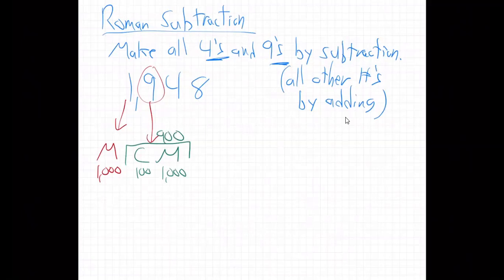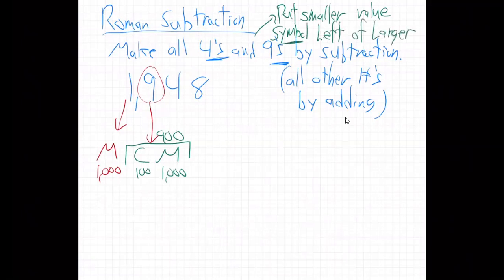So subtraction. What you do is you put the smaller value symbol to the left of the larger symbol. So that's how you do subtraction, you put the smaller value symbol to the left of the larger, because normally it's just bigger symbols going on down to smaller. But if they reverse that, smaller before bigger, that means subtraction. So there's 900. Let's try to make 40.